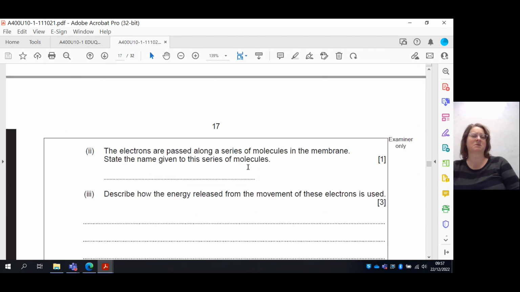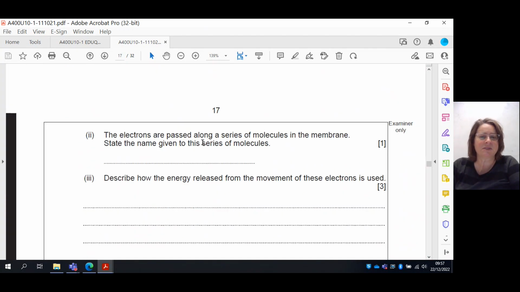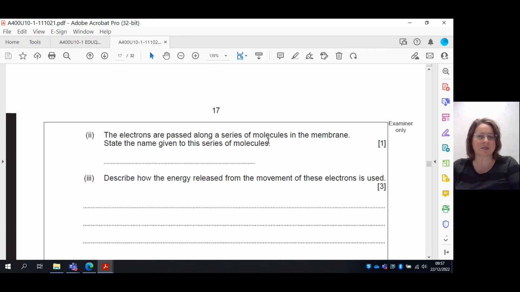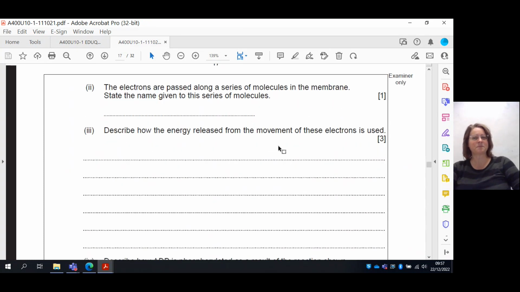I got "proton pumps" from some of you, and I can't give it to you because it's about the series of molecules, not one proton pump by itself. All together, they are now called the electron transport chain. So that needs to be there. I could have accepted electron carriers, but not just one proton pump, because it's about the series of molecules.